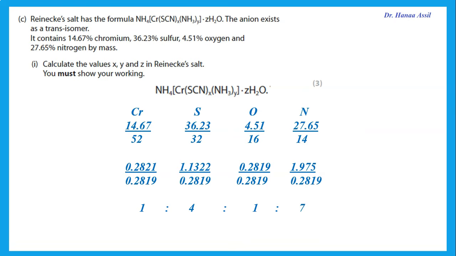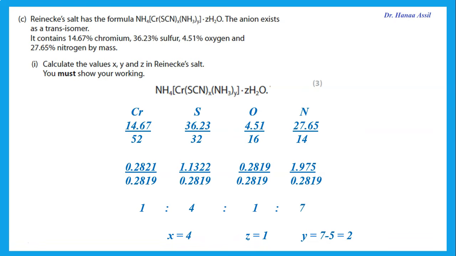Of course, this chromium is 1, that's okay. Sulfur is 4, and if we look at the molecule SCN_X, so if X is 4, then the sulfur is 4. So that means that my X is 4. Now, the Z is what we have for the water. So that is the same as the oxygen. The Z is 1, because the oxygen is 1.